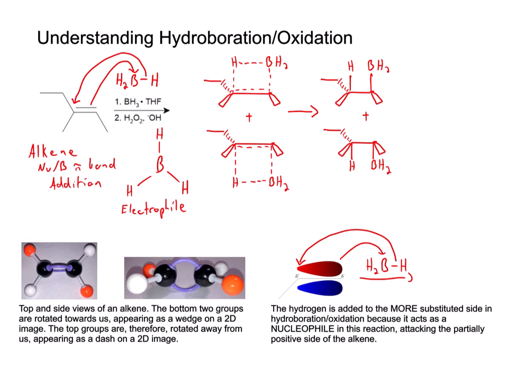So I'm going to go ahead and draw the final products now. Here we have the final products, and you can see that the stereochemistry is maintained throughout the entire reaction, where we have the H and the OH added either to the top side of the alkene or to the bottom side.